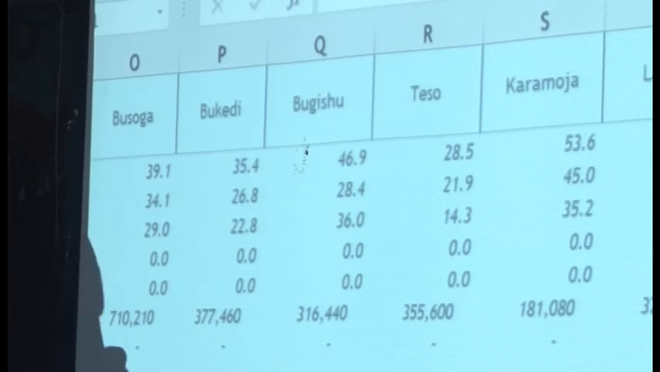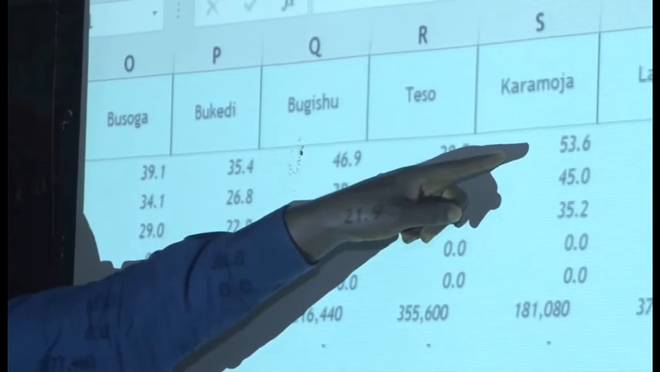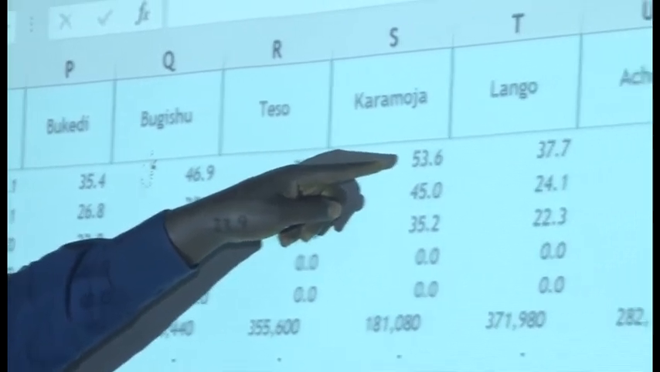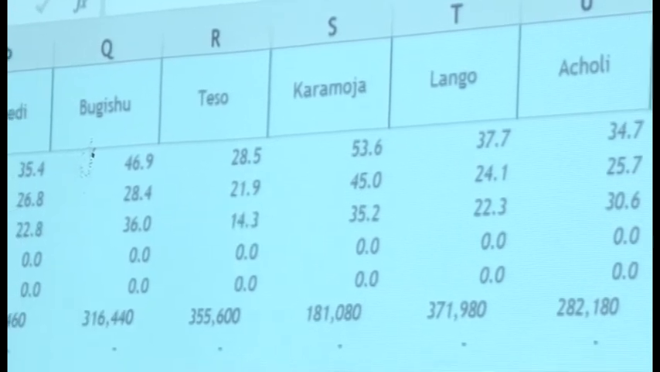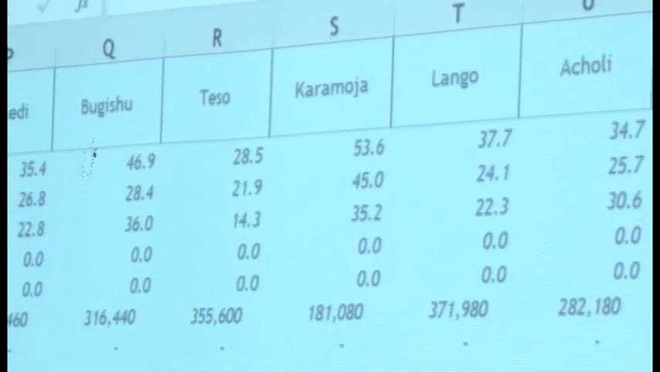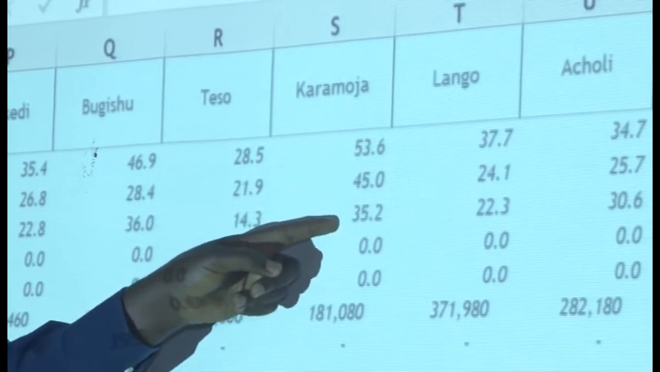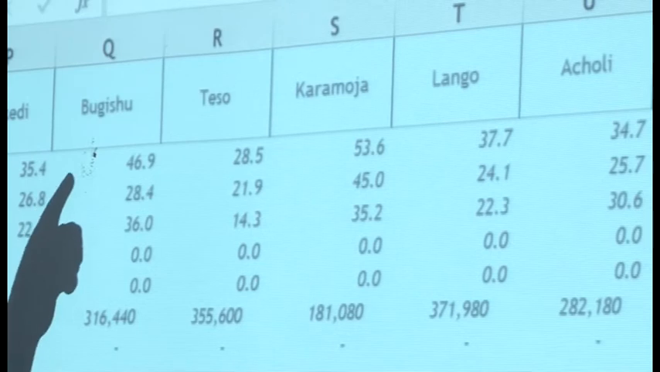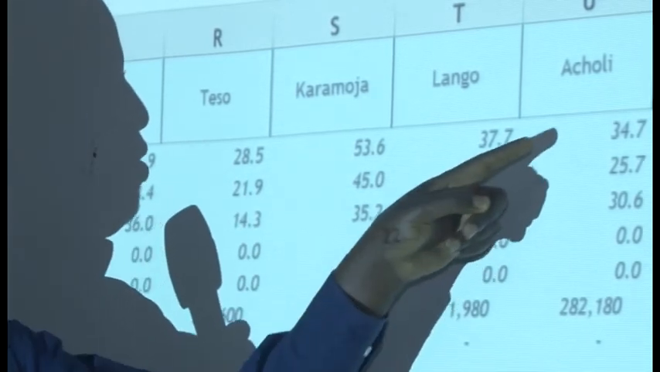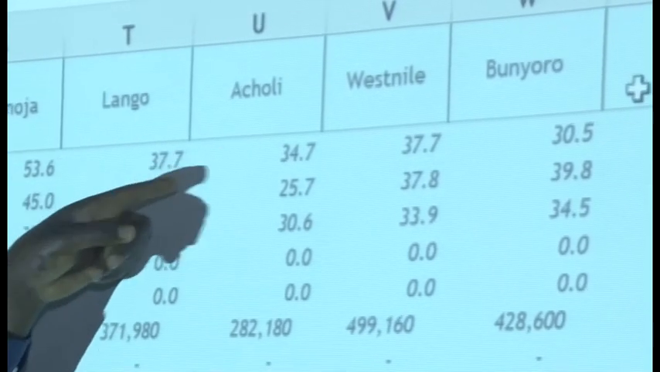Now, places like Karamoja were very high, okay, in 2006. Then it reduced to 35, which is a difference of almost 20%. So you want to ask yourself, what was done in Karamoja, okay, to be able to bring it here that was not done in Busoga? In some other areas, it is not that high. For instance, if you look at Acholi sub-region here. Now, these are very close.